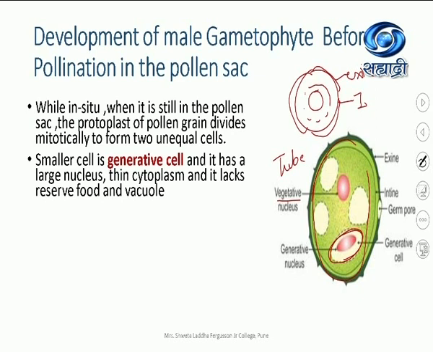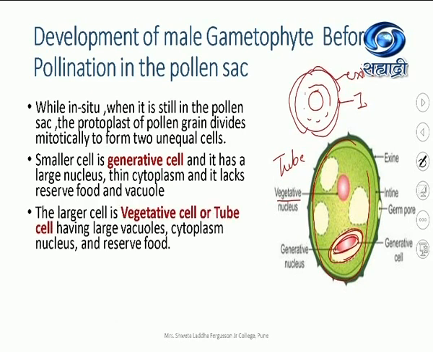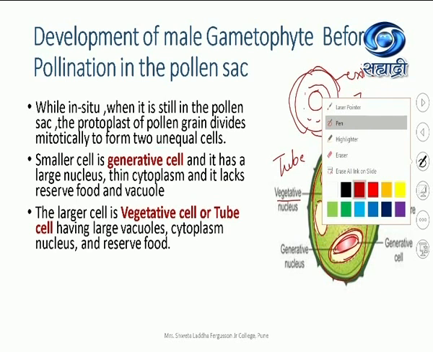You can see in the picture the smaller cell is generative cell, and it is having a large nucleus as compared to the size, whereas the larger cell is called as the vegetative cell or tube cell, and it is having smaller nucleus. It has lot of reserve food. You can see so many vacuoles are present. Why will the vacuoles be present? To store the food.